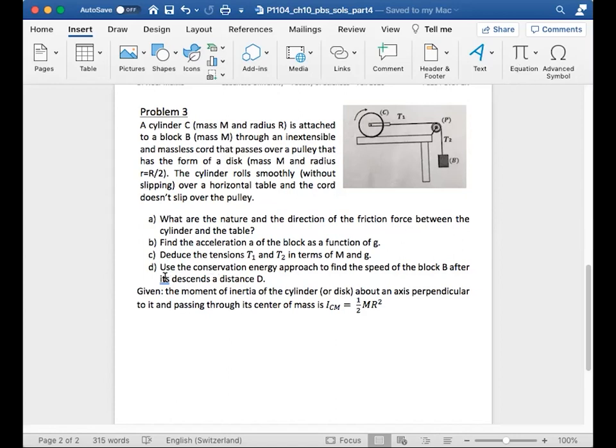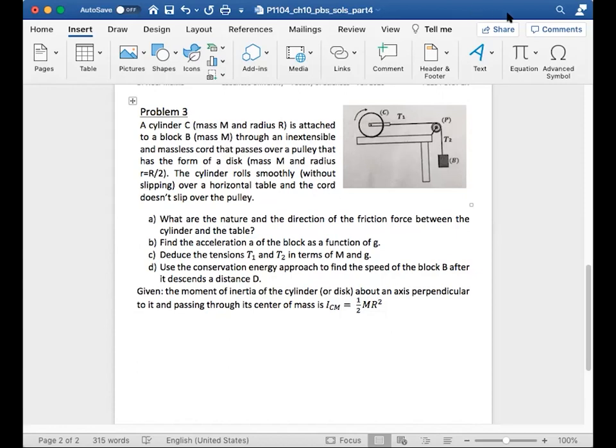So this is it. Those are the problems. Now, in the given, the moment of inertia of the cylinder or disc, because both have the same moment of inertia, about an axis perpendicular to it and passing through its center of mass is given by I center of mass is equal to 1/2 times mr squared, where m is the mass of the object. If you are talking about the cylinder, it's the mass of the cylinder times the radius of the cylinder squared. And if we're talking about the disk, then it's the mass of the disk times the radius of the disk squared. Let's solve this problem.